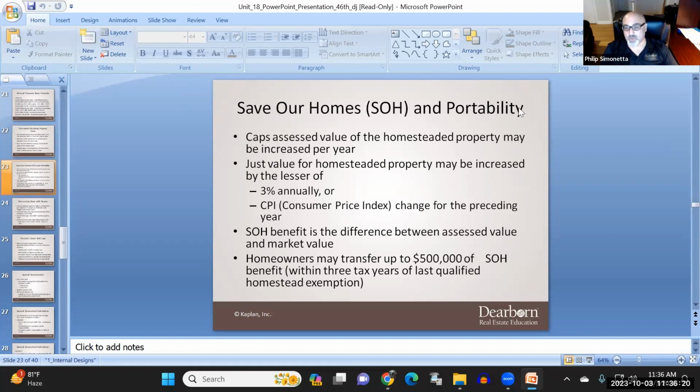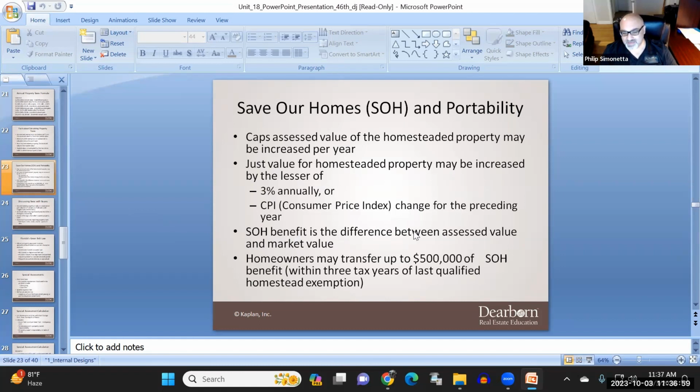Save Our Homes and portability. Okay. There are caps on how much the assessed value of homestead property may be increased per year. So they cap how much it can go up when you're homesteaded. The assessed value for homestead may be increased by the lesser of the two: 3% annually or the CPI index. The Save Our Homes benefit is the difference between the assessed value and the market value. So if the market value is 400,000 and the assessed value is 310, the Save Our Homes would be 90,000, right? I'm just using an example, right?